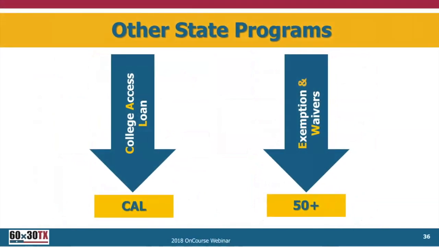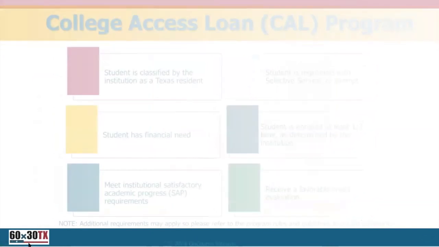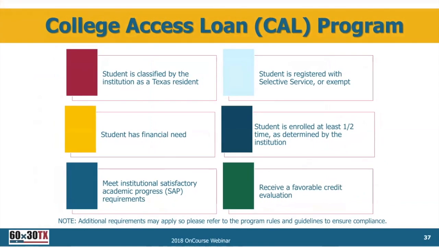So the other state programs that I'll just touch on briefly are the College Access Loan and then our exemption and waiver programs. The College Access Loan is a private loan funded through the state. And similar to our grant programs, they do have to be a Texas resident and show financial need. The student would have to be meeting satisfactory academic progress once they're in the program. They don't need that to initially qualify, but once they're in school, they would need to.